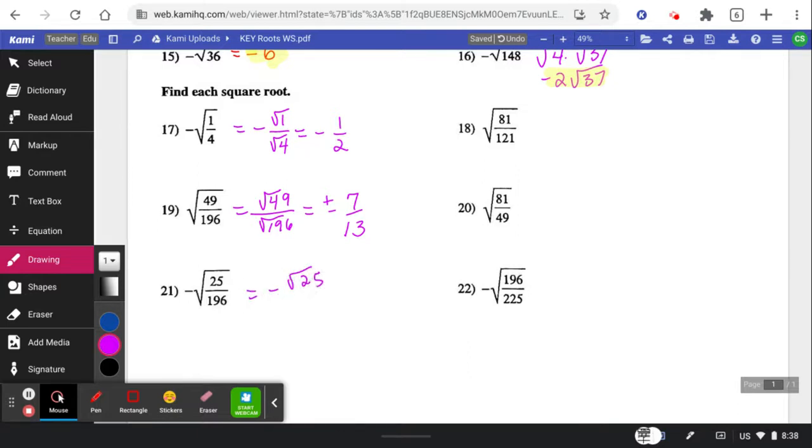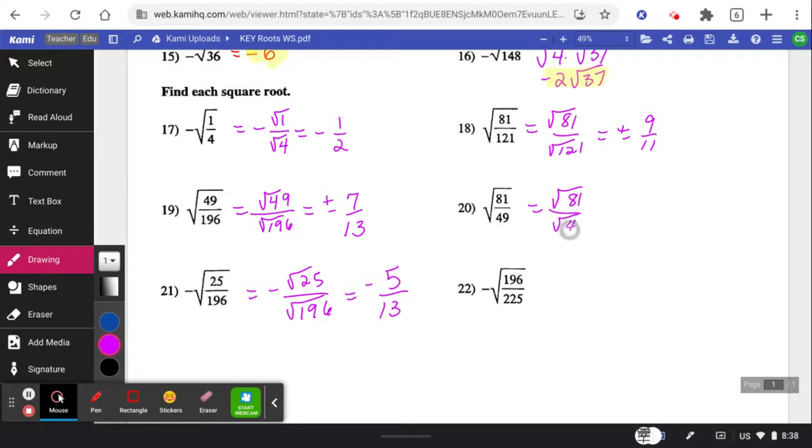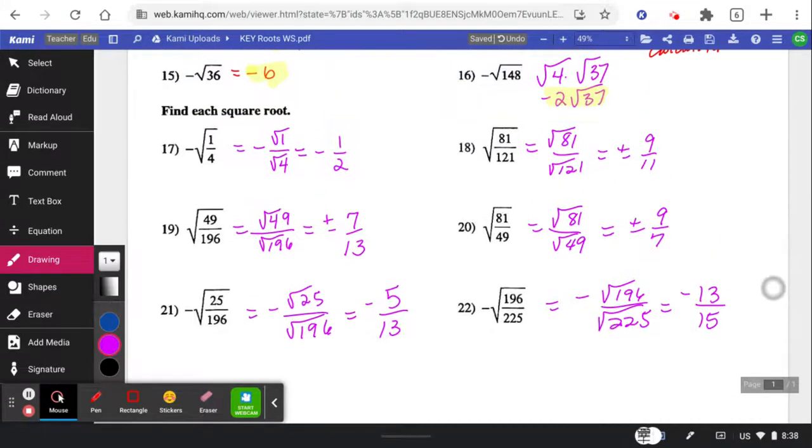Square root of 25, square root of 196, square root of 81, square root of 121, square root of 81 over 49, and that's that.